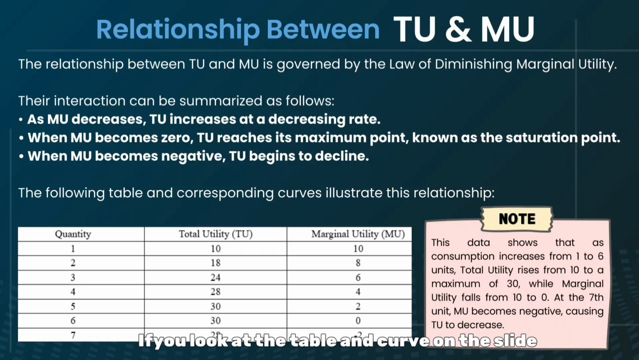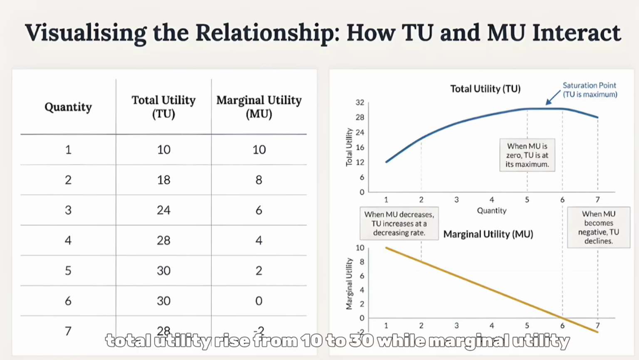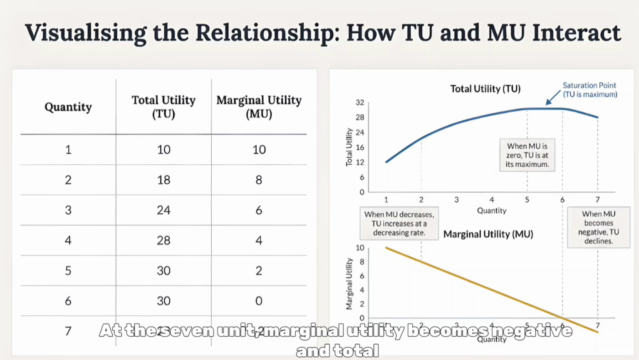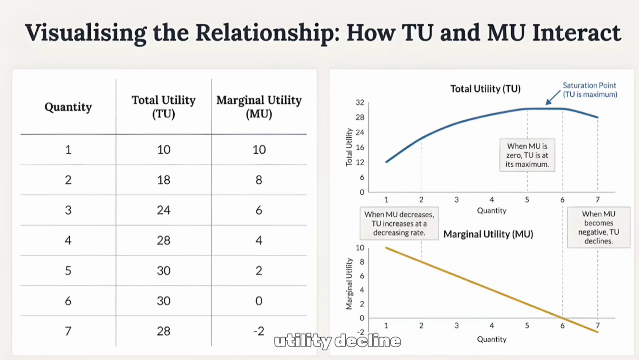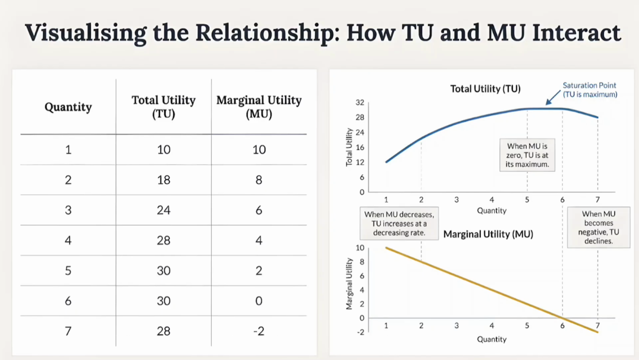If you look at the table and curve on the slide, you can see this clearly. From 1 to 6 units, total utility rises from 10 to 30, while marginal utility keeps falling. At the 7th unit, marginal utility becomes negative and total utility declines. So basically, marginal utility tells us what happens to total utility.